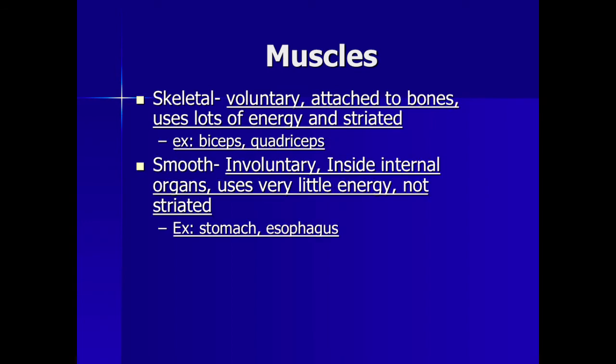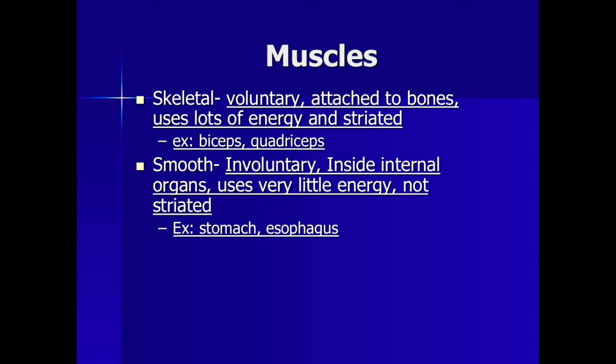So, skeletal muscle is voluntary. It is attached to the bones. It uses lots of energy and it is striated. You can always tell skeletal muscle under a microscope because you'll be able to see all the lines of the striation. Examples of these include your biceps, your triceps, your quads, anything you need.